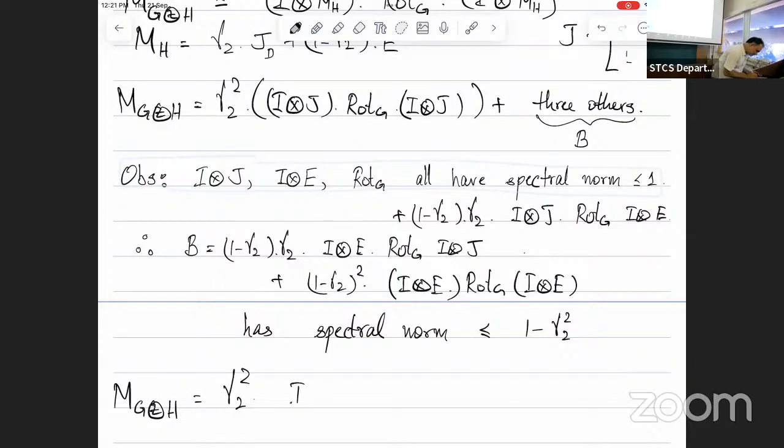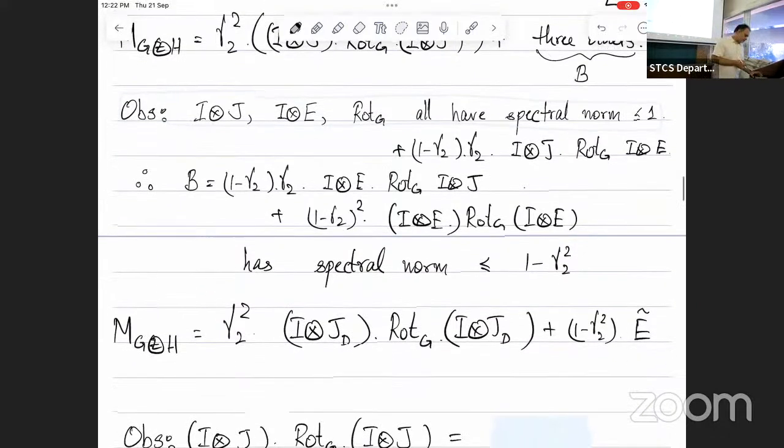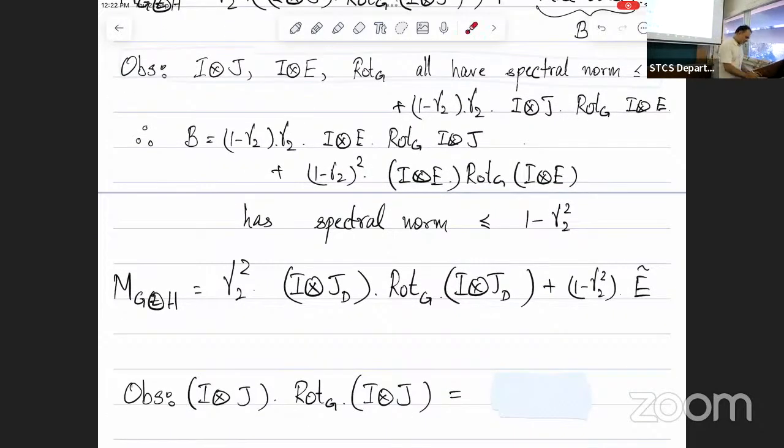Therefore, I can now write my matrix M G zigzag H as gamma 2 the whole square times I tensor JD times some rotation G times I tensor JD plus 1 minus gamma 2 squared times some, let me call it E tilde, where E tilde is this matrix that has spectral norm at most 1. I'm trying to keep it in the matrix decomposition setting. Now we have managed to simplify stuff. Now what we are left with is this.